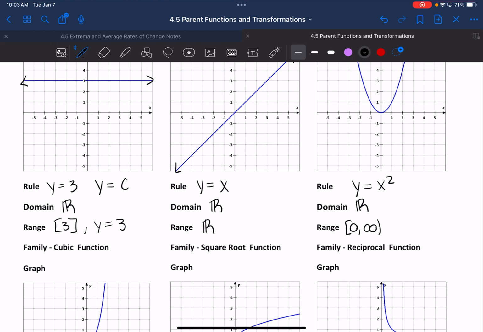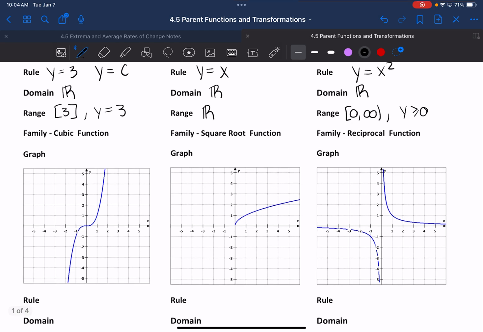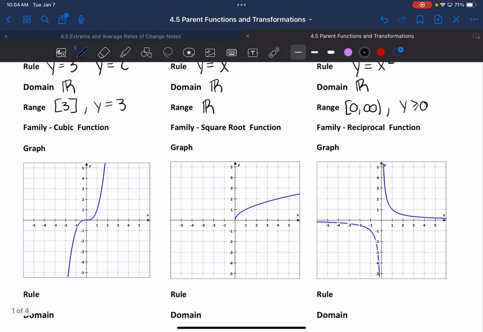Okay? Or we could also write this as y is greater than or equal to 0. And if you were using set notation, same as that one, but with the fancy brackets, right? Okay. All right. Okay? Let's look at this next row here.